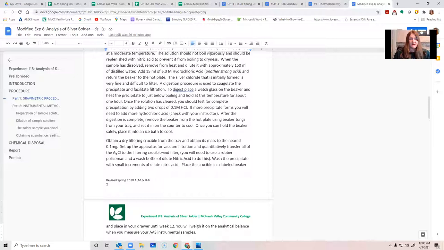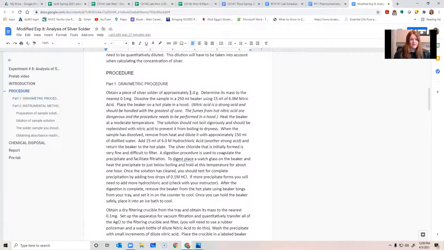You're going to come back in week 12, so two weeks from now, and you're going to weigh that solid. It will allow you to do some stoichiometry to figure out how much of that solid was silver and then relate that to how much you started with, exactly, well, as exact as we can get. We're going to use our good balances in the instrument room. So it's going to be related to the initial mass of your entire piece of solder.